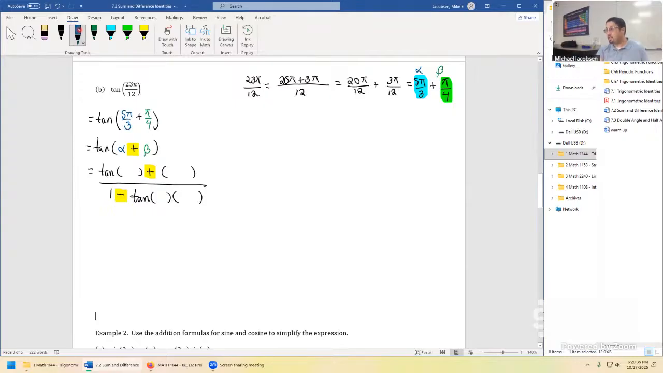5 pi over 3 will go here and here. The pi over 4 goes here. Oh, looks like I made a mistake on this. Let me try again with my identity.